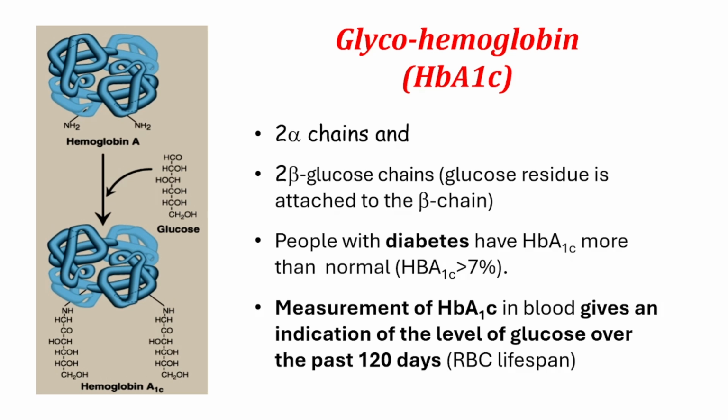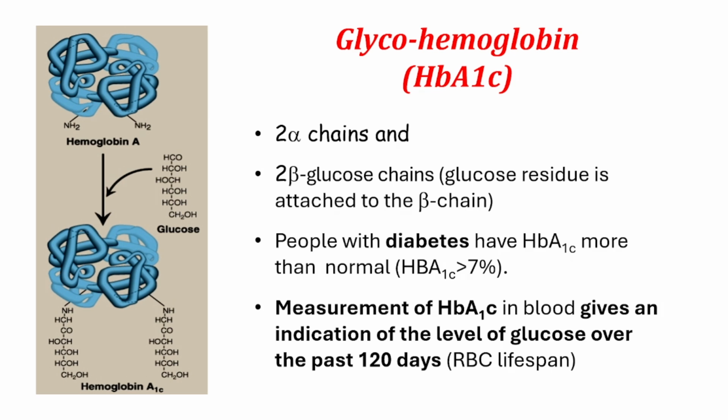It will be attached to it. So all of us have hemoglobin A1c, but in a range which has to be less than 7%. Usually the normal range for hemoglobin A1c is a maximum of 5.7%. People who have, for example, between 5.7 and 6.9, we call them pre-diabetic.